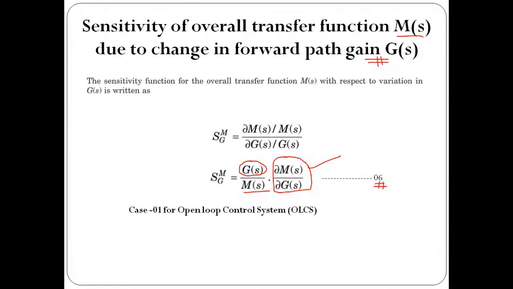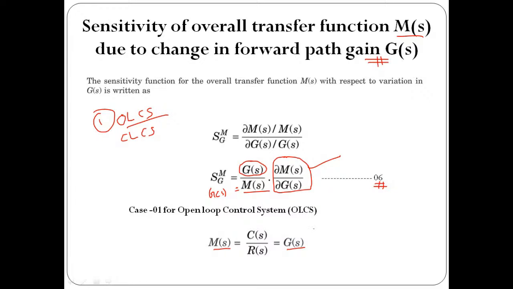So let us take an open loop control system. As I told you, in this case we have two possible cases: we may deal with an open loop control system, or we may deal with a closed loop control system. So first we are going to take the open loop control system. The value of M of s is nothing but C of s by R of s, which is going to be G of s. Now we need to put M of s equals G of s in this case, and find the partial derivative of M of s with respect to G of s.